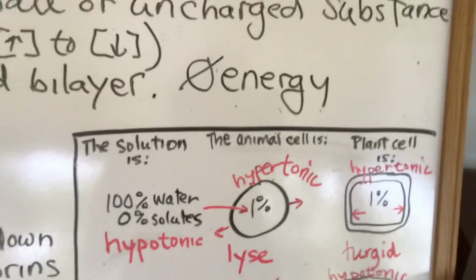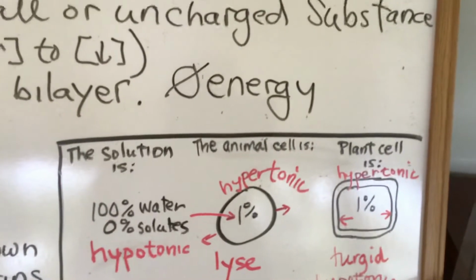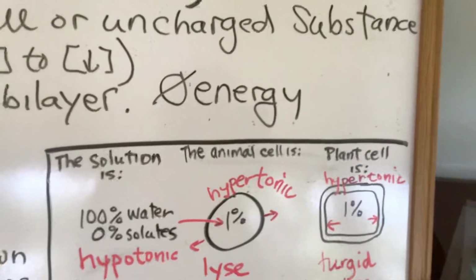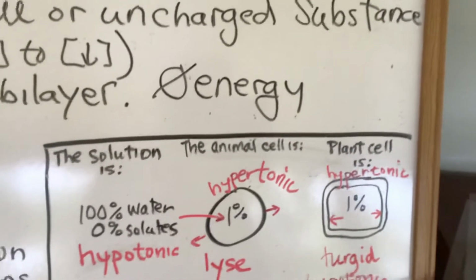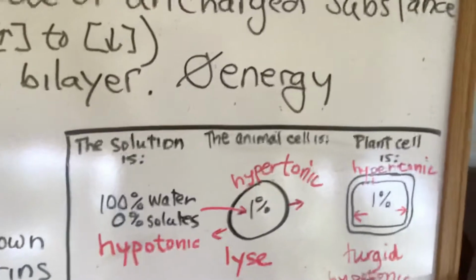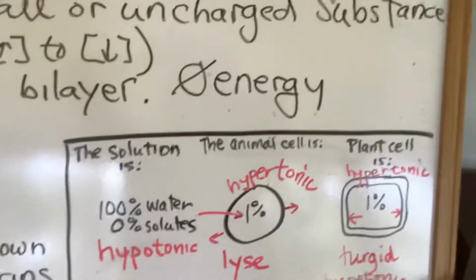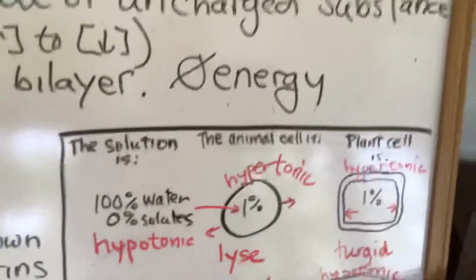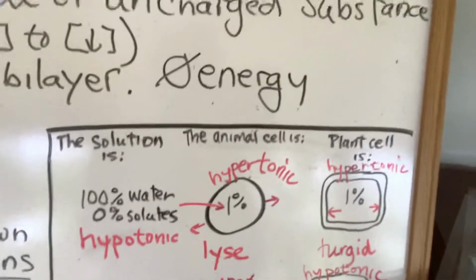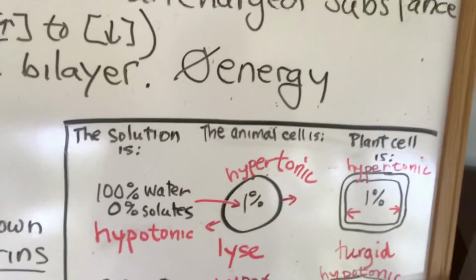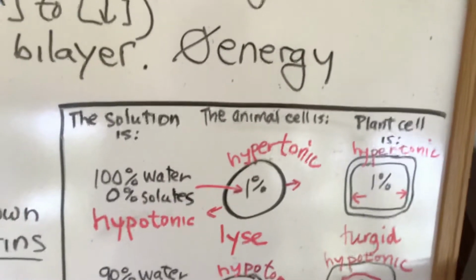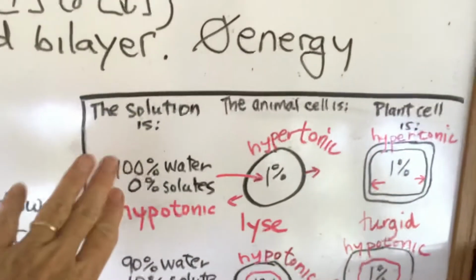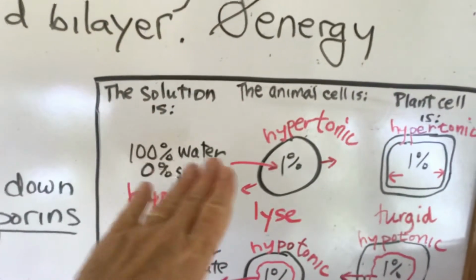So really inside the cell or the animal or plant or fungi or whatever multicellular organism, it will be about 1% solute, okay? So the outside solution we're talking about is like a beaker of water, just for example, or a lake or something like that. All right, so let's just say that the outside water situation is 100% water.